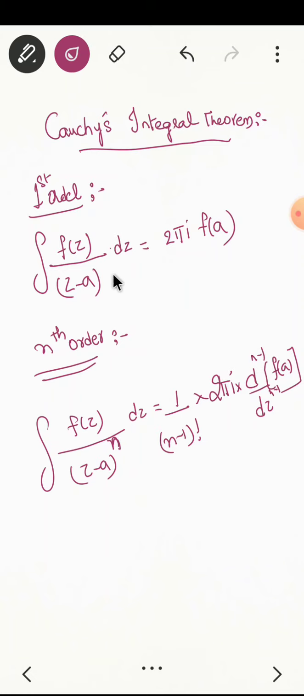Let us solve a few problems related to Cauchy's integral formula. Before that, you just remember ID card, your identity card. Why this is important, I will be telling you in problems.